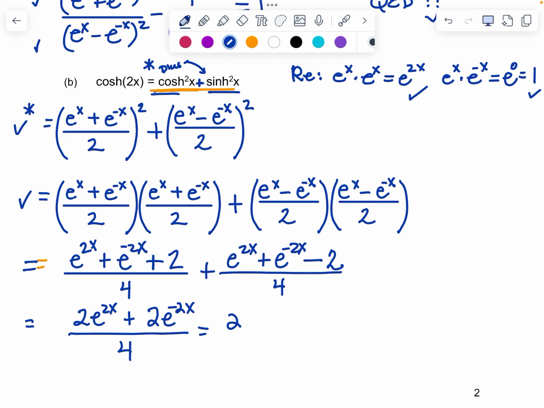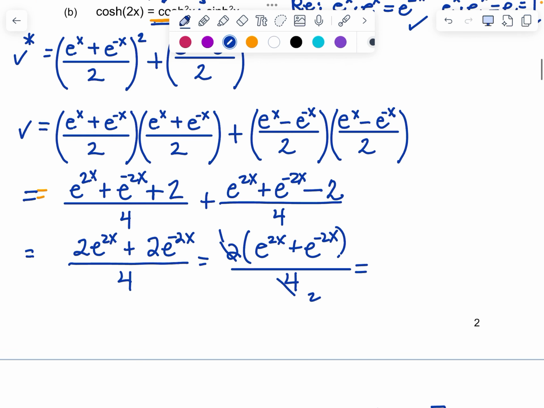If we factor out a 2, we get e to the 2x plus e to the negative 2x over 4. Take 2 into 4, that's 2 times. So we get this expression, e to the 2x plus e to the negative 2x, but the thing about it is, it's over 2.